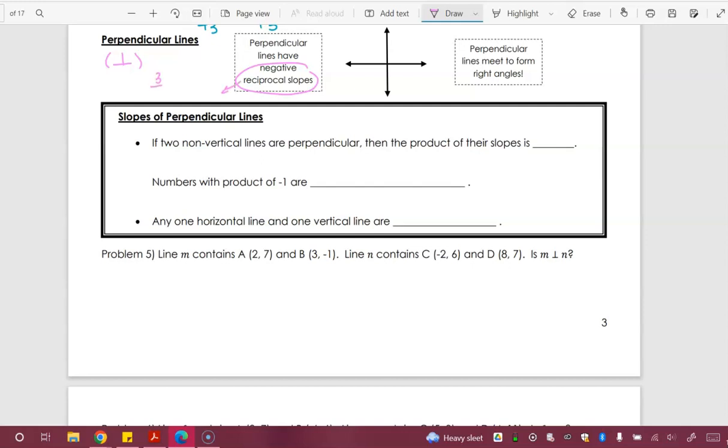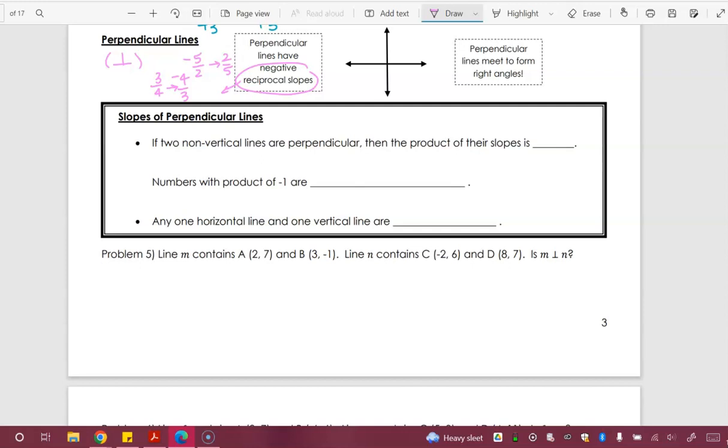Reciprocal is when we flip the fraction. So for 3/4, the reciprocal is 4/3. Or for 5/2, the reciprocal is 2/5. So if we have negative reciprocals, if one's negative, the other's positive. Or if one's positive, the other's negative.